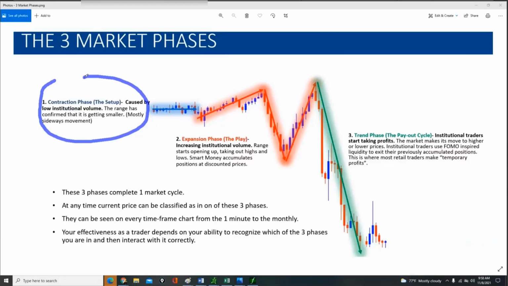Now, contraction phase is the setup caused by low institutional volume. Okay, so it's the market makers doing two-way business, right? Market makers are making money on the spread, and they're just matching buyers with sellers, right? And it's sideways. So the contraction phase, you always want to look at that as the setup of the market. It's getting ready for its next move. And you guys know it by the squeeze, right? When you see the squeeze, it's telling you that it's a period of low volatility. Low volatility. It's becoming very quiet.